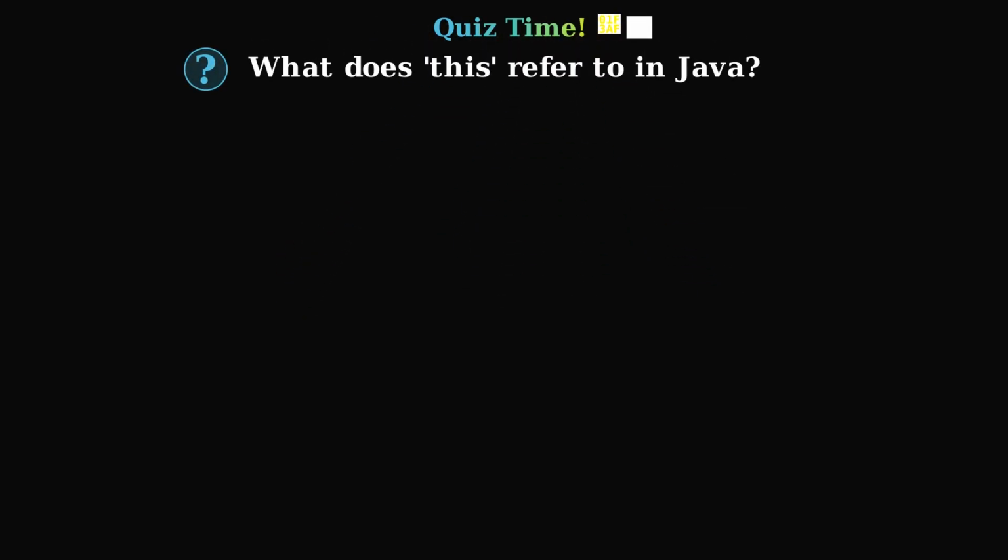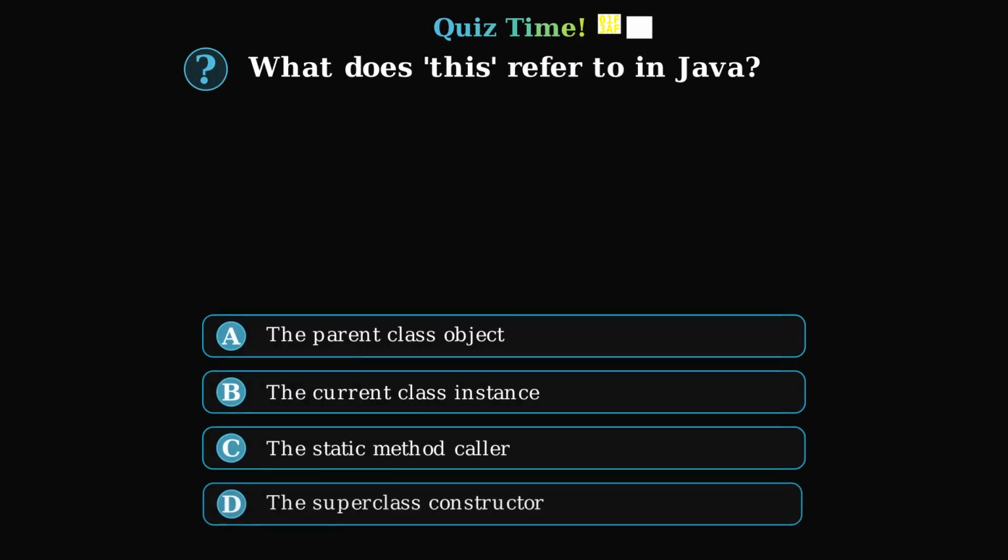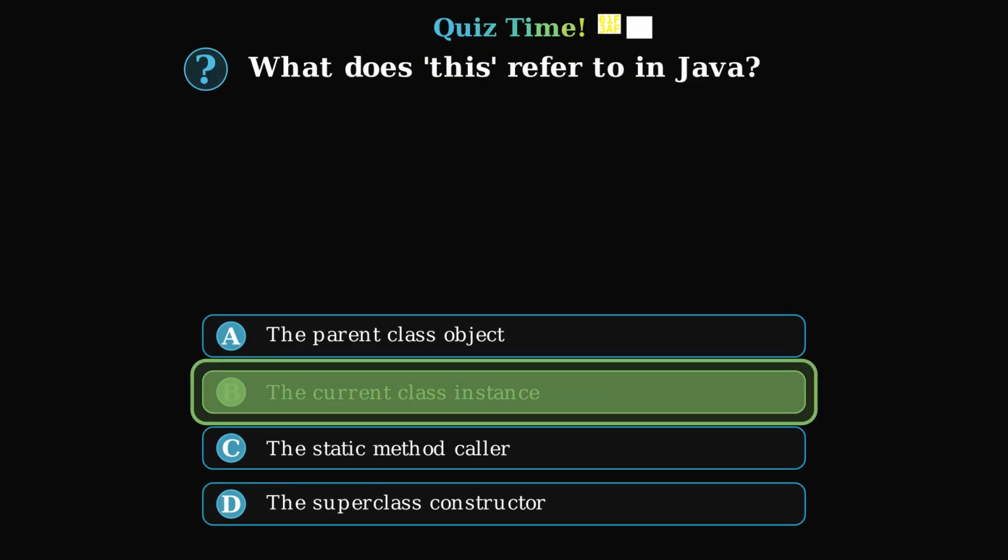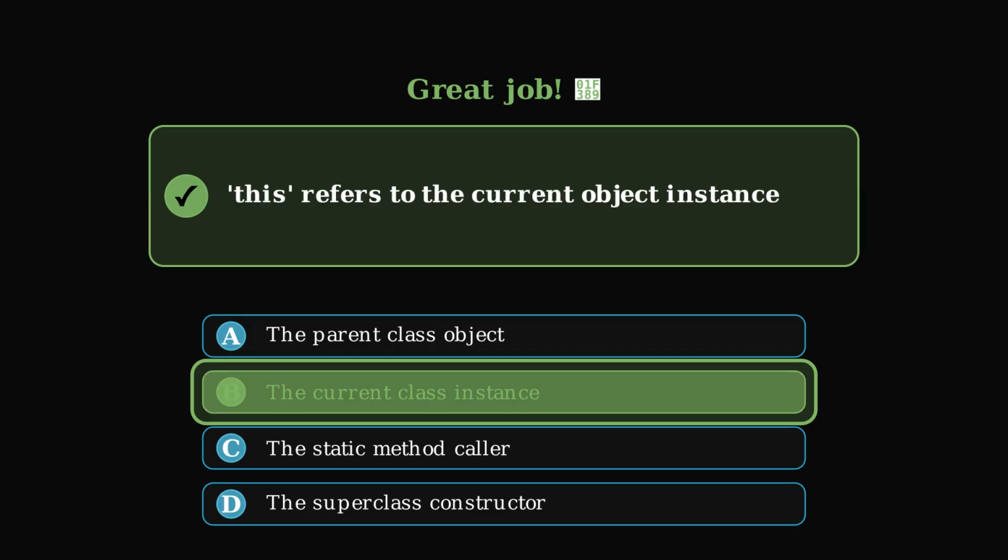Quiz time. Test your understanding. What does this refer to in Java? Which one is correct? The correct answer is this refers to the current object instance.